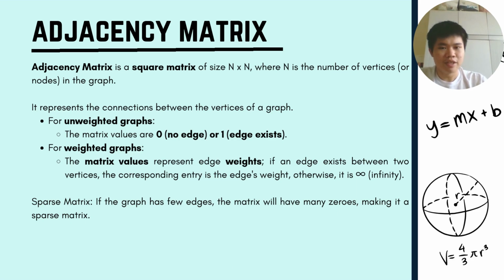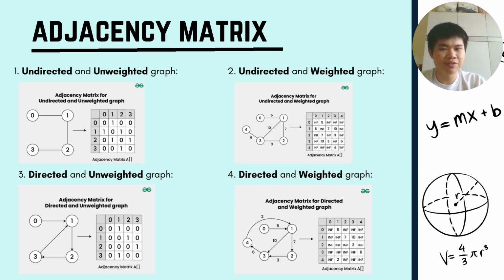For a weighted graph, the matrix values represent edge weights. If an edge exists between two vertices, the corresponding entry represents the weight. Otherwise, it is represented by the infinity symbol or INF. There are 4 types of graphs that can be represented using adjacency matrix. They are undirected and unweighted graph, undirected and weighted graph, directed and unweighted graph, and lastly, directed and weighted graph.